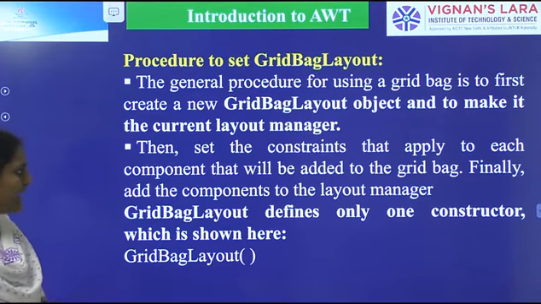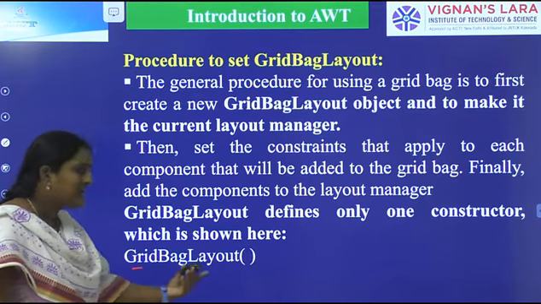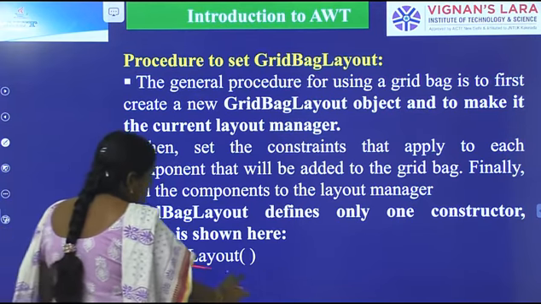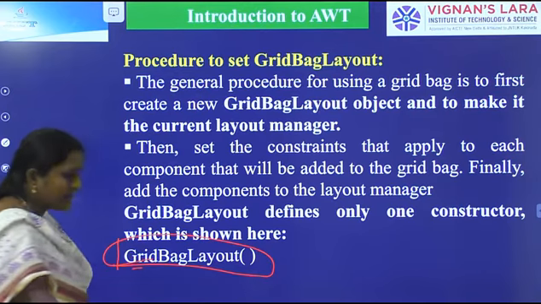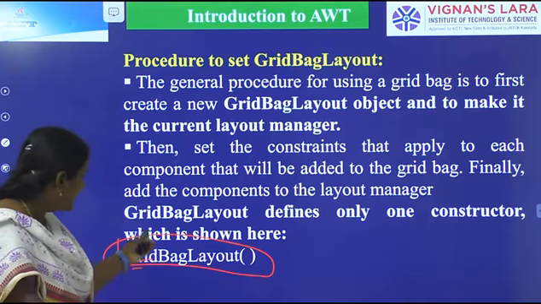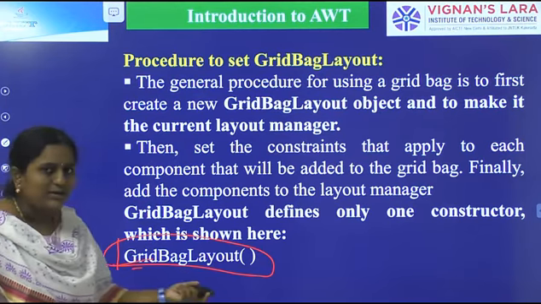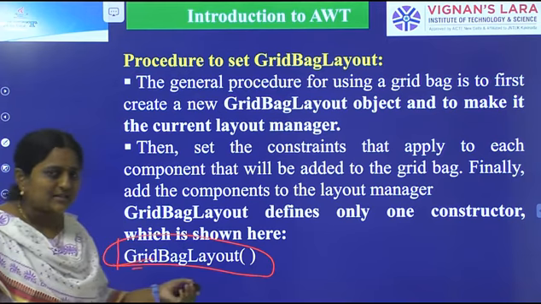Next, GridBagLayout defines only one constructor. It is the default constructor, GridBagLayout. In order to create an object of the class, we have constructors. The constructor name is the same as the class name, as you already know. So GridBagLayout defines only one constructor, GridBagLayout. It is a default constructor and does not accept any arguments.